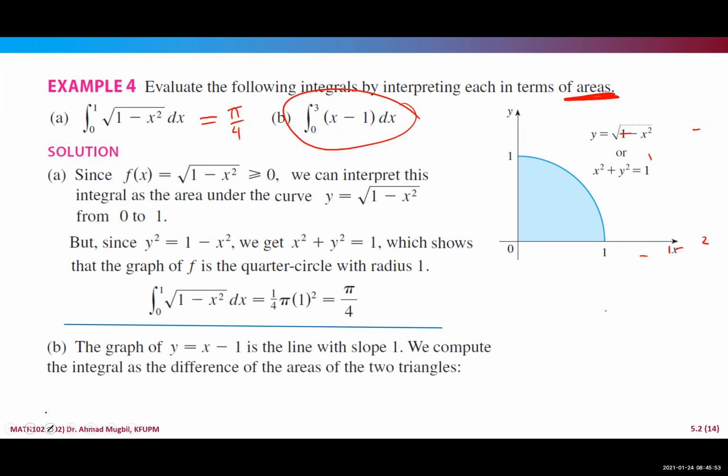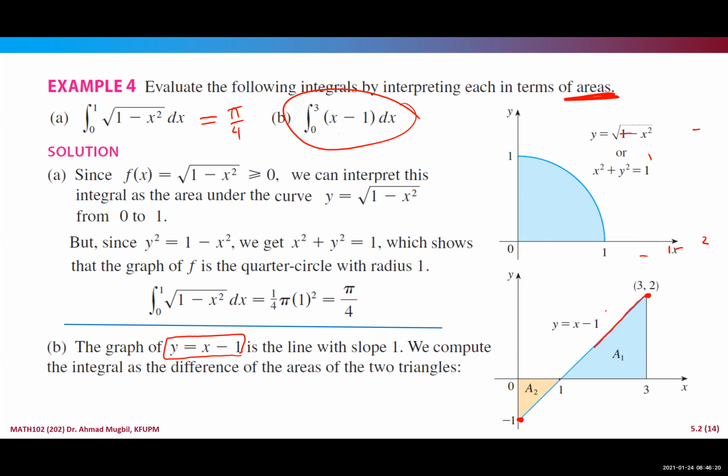The idea is, look at this line, x minus 1. It is a line. This is the function that we're integrating. If you sketch the graph of this line, here it is. From where to where, by the way? From 0 to 3. When x is 0, you will have -1. Here it is. And when x is 3, you will have 2. Here it is. So this is the line.